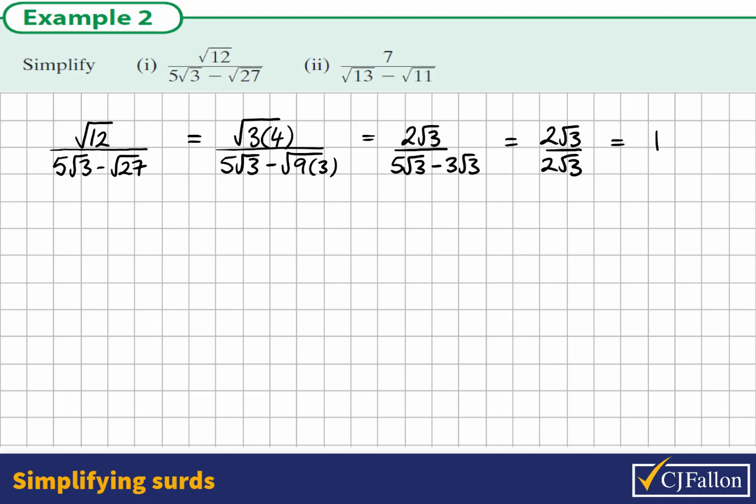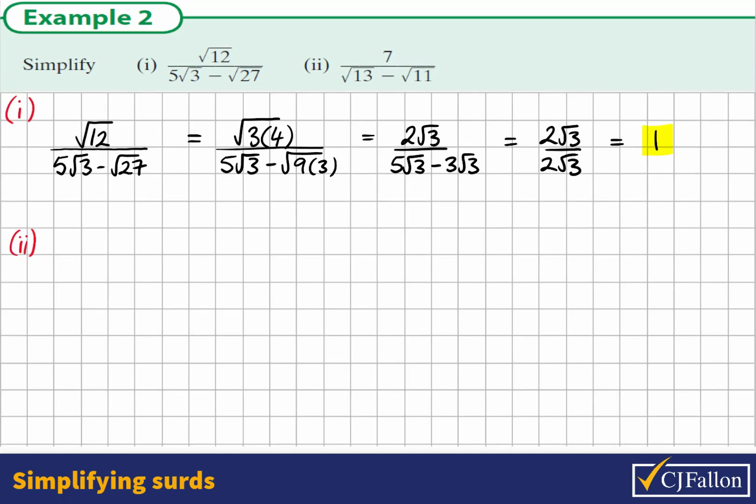And here we see we have the same numerator as denominator. 2 root 3 divided by 2 root 3 is 1. So our answer is 1.